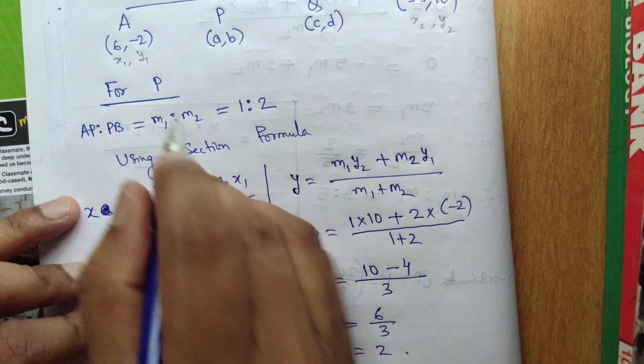Okay, in the same way you will solve for Q. In case of Q, you will write for Q, AQ is to QB will be 2:1, and you will proceed in the same way. You have the ratio, you have the value of x1 y1 x2 y2, so easily you can solve it and you can get the coordinates of Q. In this way we can find the coordinates of trisection of a line segment.